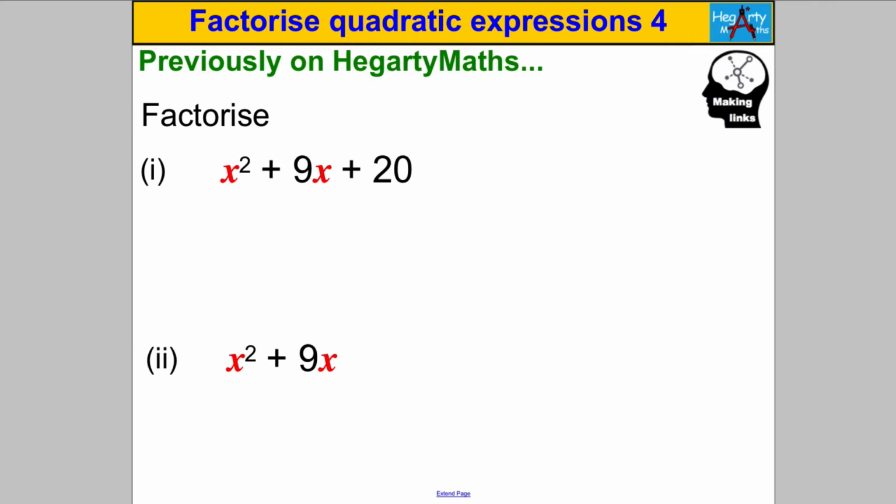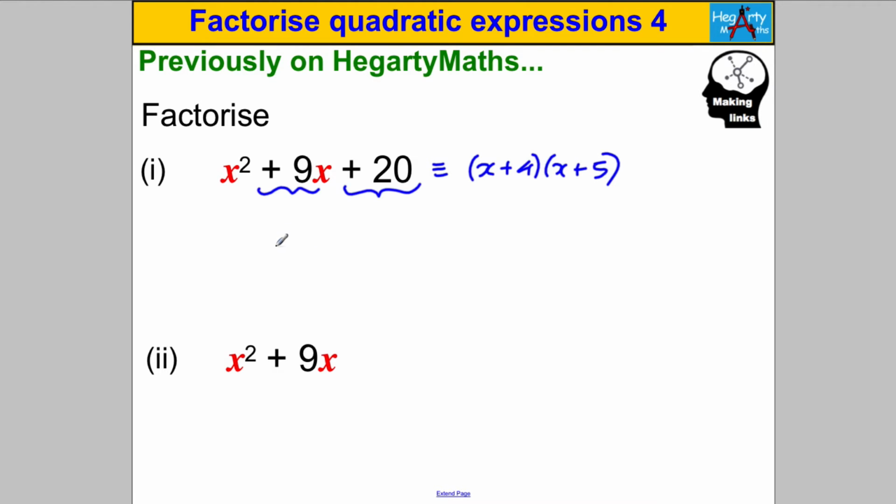The other one is just to think about the type of expressions we're going to factorise. So far in our quadratic session, we've factorised things like this. And we were looking for two numbers that multiplied to positive 20 and added to positive 9. What were they? Well, they were positive 4 and positive 5, so this factorised to x add 4, x add 5. And we're used to that type of thing.